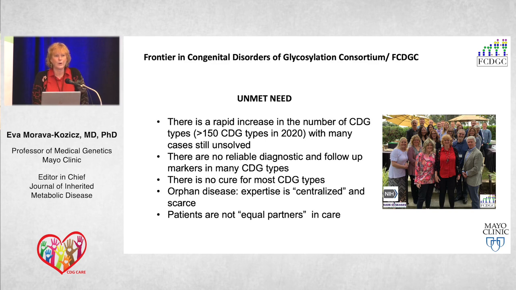What we want to change, and what made us go for this grant, is that there are many, many new CDG types, and there are many undiscovered. But even when we know that somebody has CDG, sometimes we are unable to prove which specific type it is. There is no reliable diagnostics, and there is no reliable follow-up marker in many of the CDGs. There is no cure for most CDG types. CDG is an orphan disease, and expertise is centralized and scarce. And patients are frequently not equal partners in care.